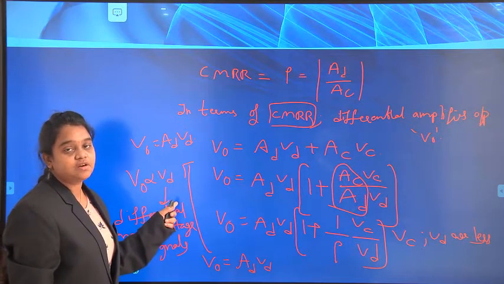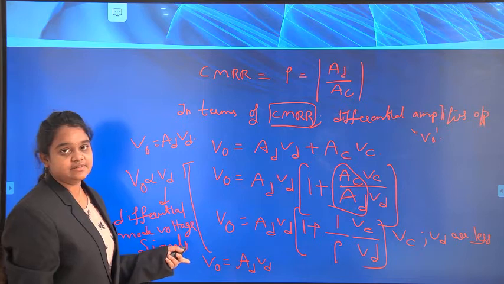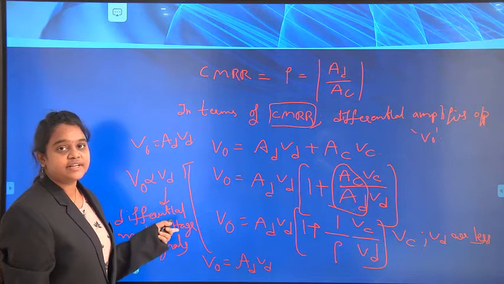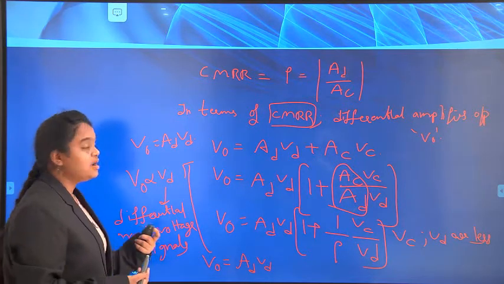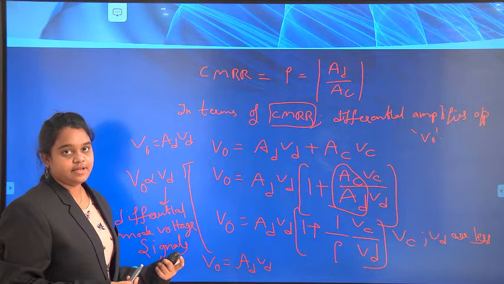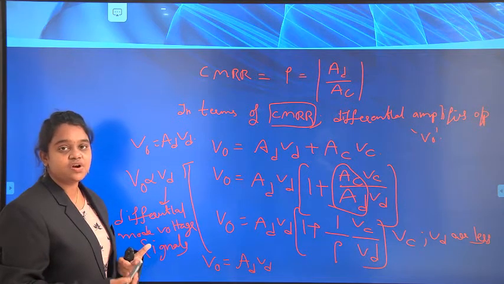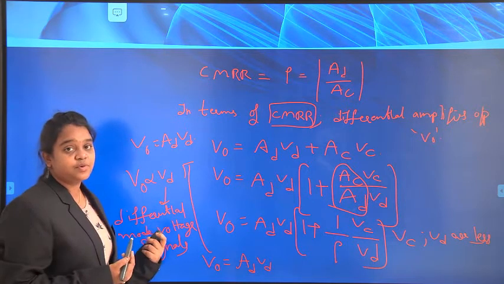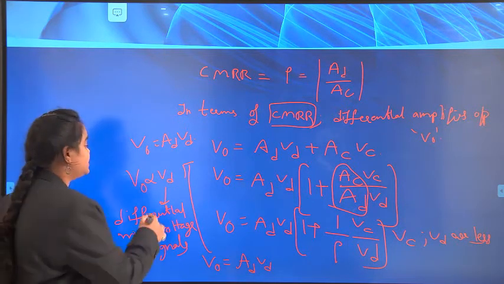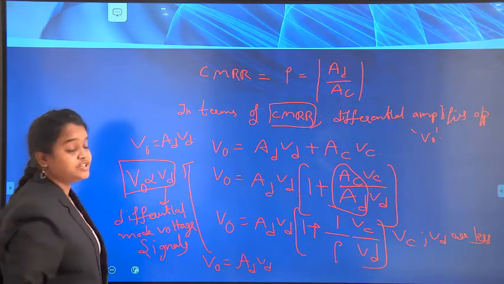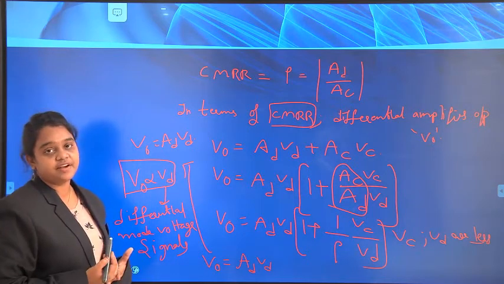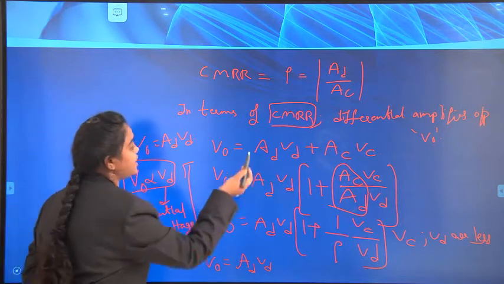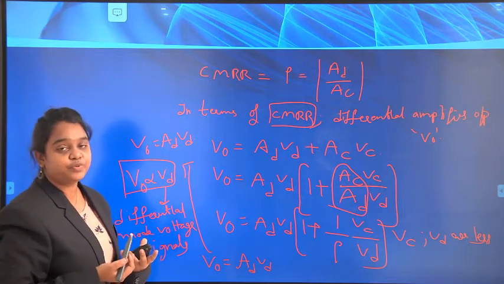There is no presence of common mode voltage signals. It seems that there is great rejection of common mode voltage signals, allowing only differential mode voltage signals. As the name suggests, common mode rejection ratio is the rejection of common mode voltage signals, allowing only differential mode voltage signals. This is the CMRR in the form of the differential amplifier V0.